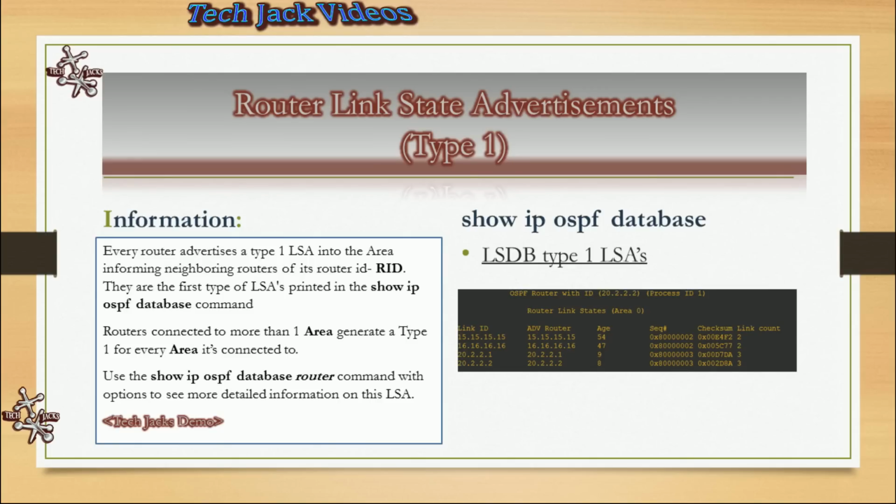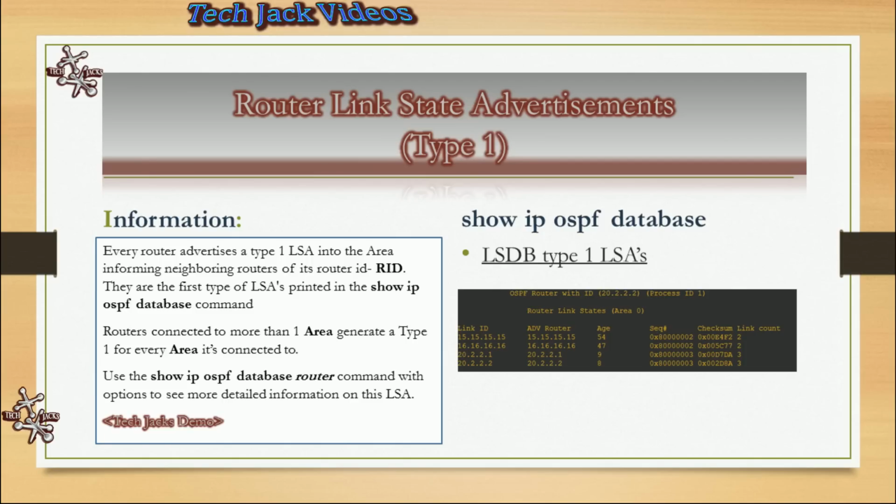The first type of link state that we're looking at is the router link state. Every router in an area is going to generate a link state advertisement type 1. And what this allows the area to know is what the router ID is for those routers in that area. They are the first type of actual LSA that shows up when you do the show IP OSPF database command.